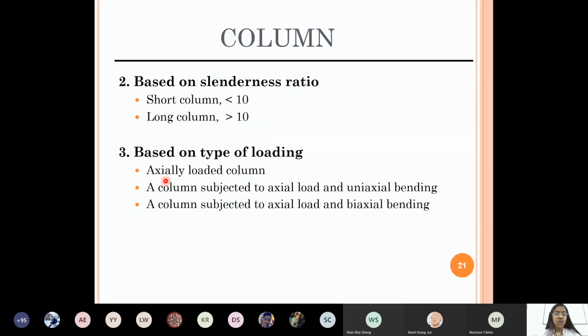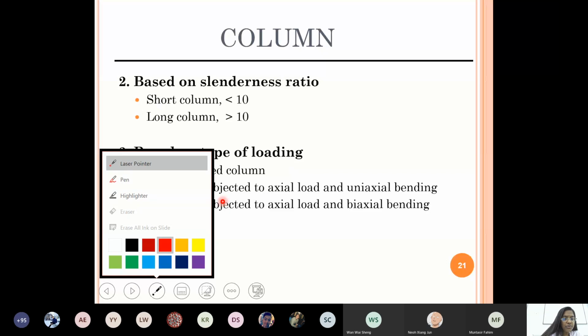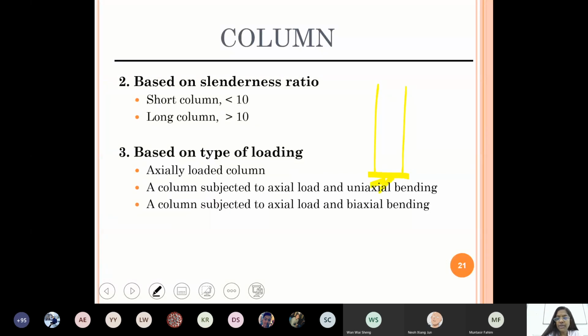Based on type of loading: axial loading column, a column subject to axial load and uniaxial bending, a column subject to axial load and biaxial bending. See, number 1 is short column, axial loaded column. Short columns will be subjected to only axial load. Axial means along the axis, right? Axial load, if the column is like this, I took the pin. So axial loading means at the center, my hand is checking. At the center, the loading is transferred like this.